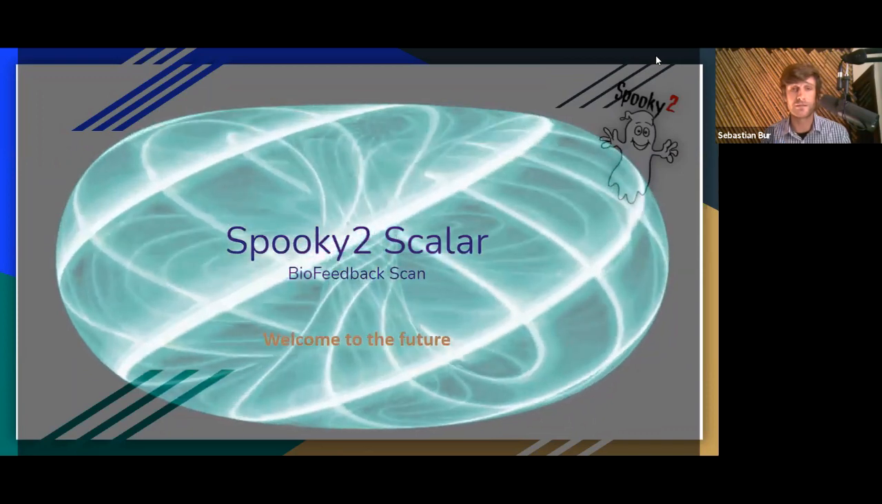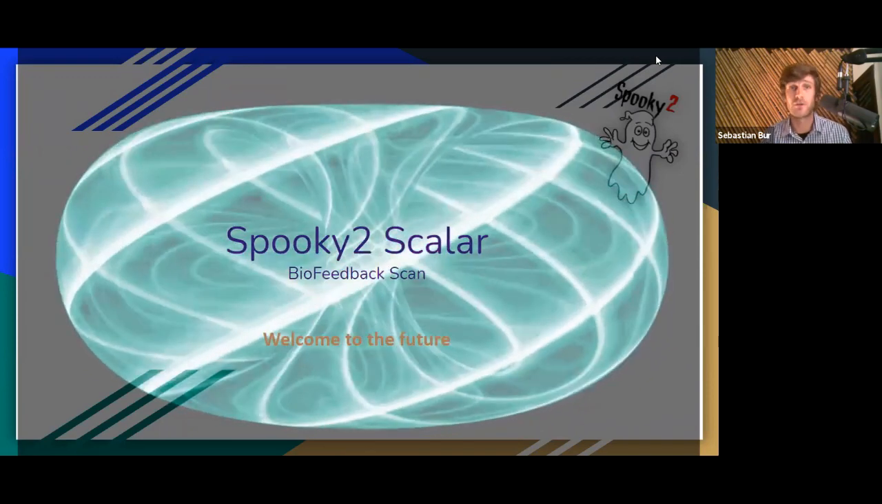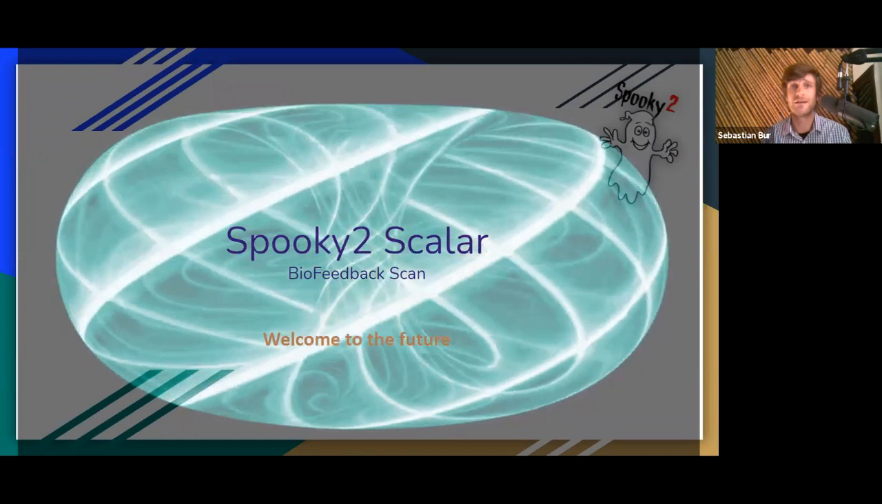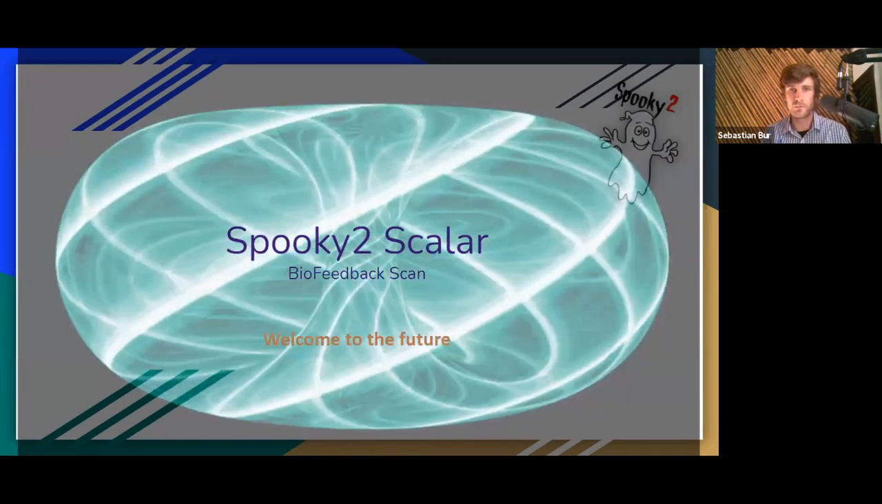For me personally, I think the scalar technology that's coming out more and more now is going to be the future of our medicine. But more to that later.